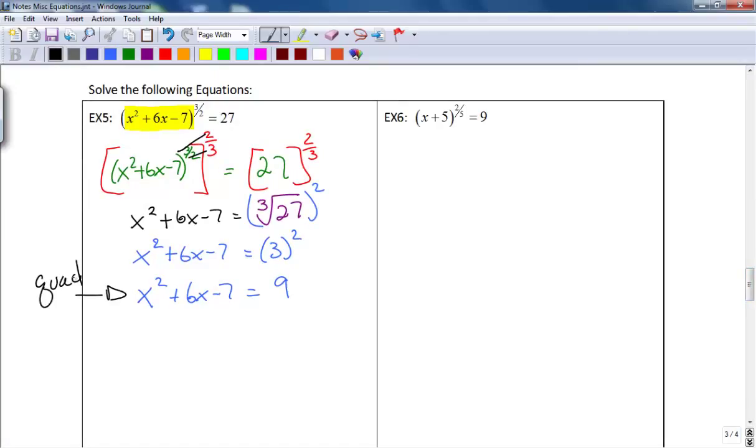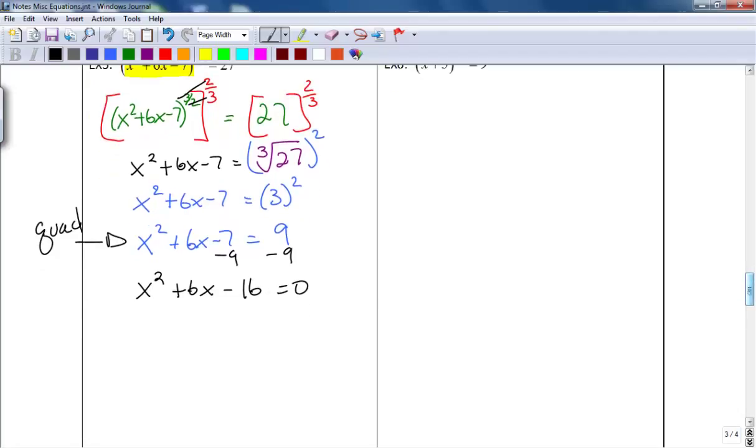Remember, with quadratic equations, we have to get them equal to 0, and either factor, complete the square, or use the quadratic formula. So I'm going to subtract 9 from both sides and see what happens. I have x squared plus 6x minus 16 is equal to 0. Well, I can factor this, so I'm going to go ahead and factor it. It doesn't have a GCF, so let's just work it this way.